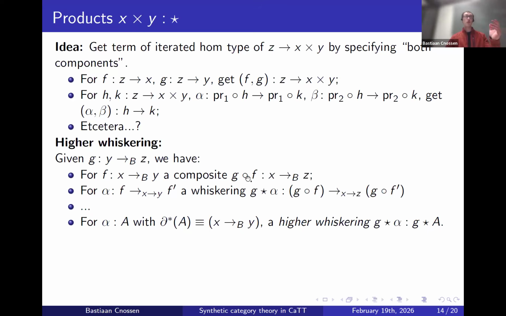So whenever I have now a 3-cell between alpha and alpha prime, I need to be able to whisker this 3-cell with G to get a 3-cell from G star alpha to G star alpha prime, and so on and so forth. And if you do this inductively, you will end up with a construction that takes some type whose iterated Hom type, I mean, it's an iterated Hom type of X to Y. And then for any alpha inside A, we get some notion of higher whiskering. Okay, so because of space, I have to remove this explanation of higher whiskering again.